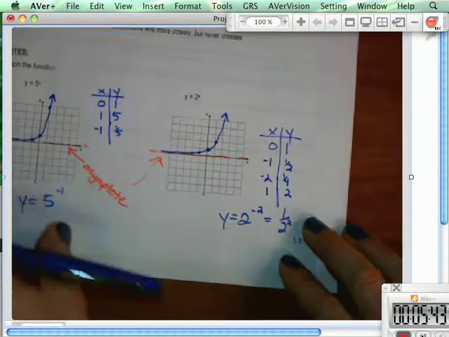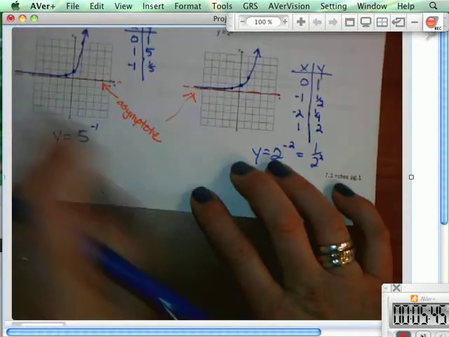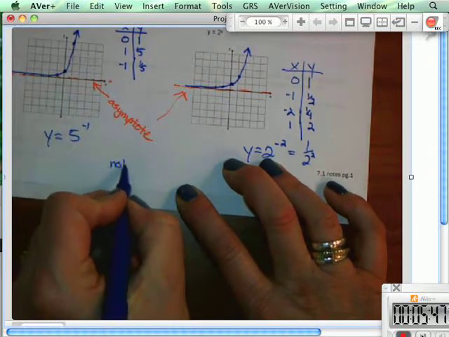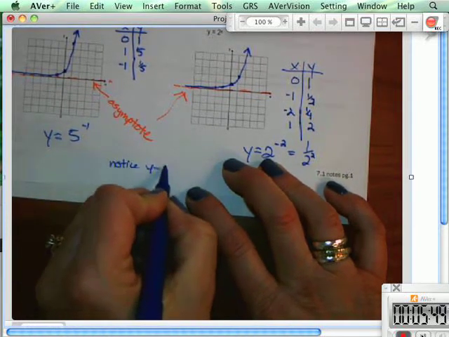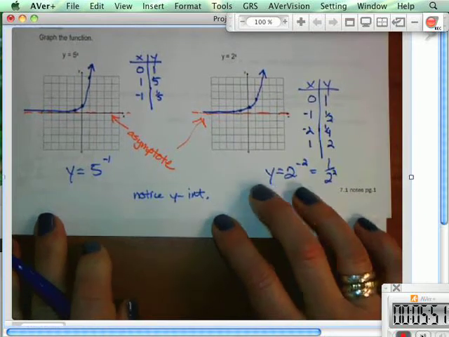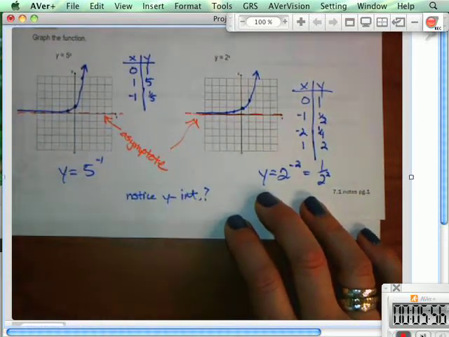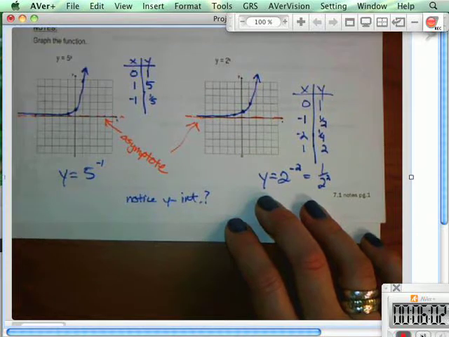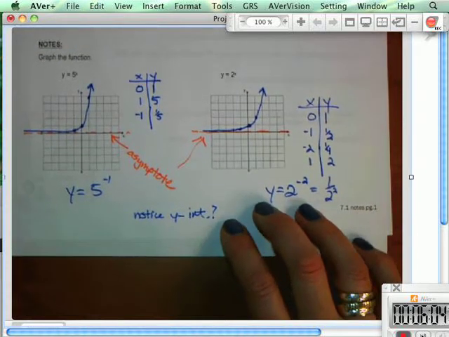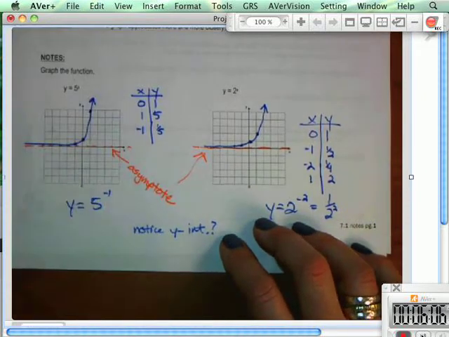Okay, before we turn this over, I want you to think about something. You notice the y-intercept in both of these graphs. Where's the y-intercept? It's at 1, isn't it? Look at the equations. How could you get from the equation the y-intercept, do you think, if you remember from above what I was talking about?